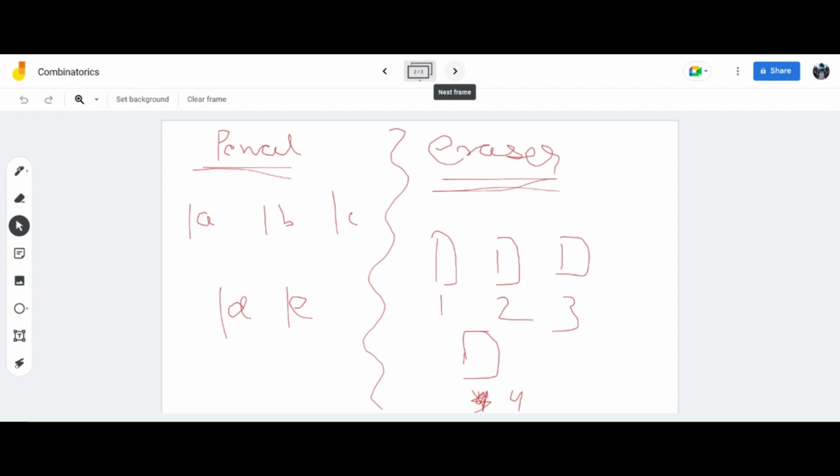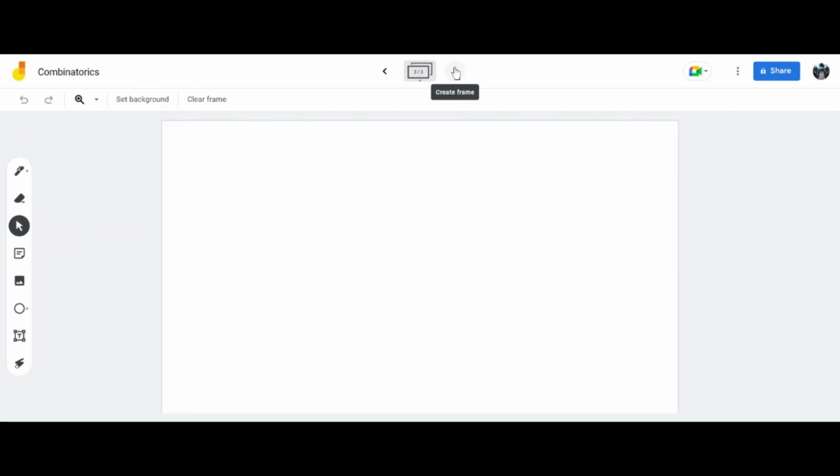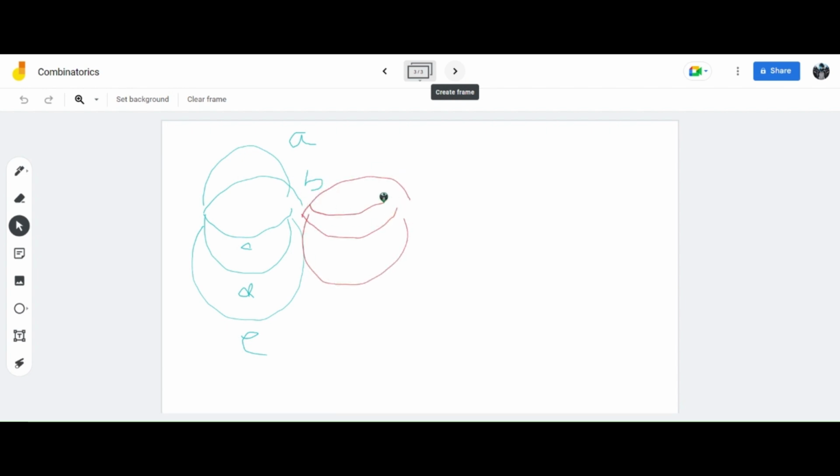So, let's make a diagram. To make a diagram, we'll first see all the options for picking a pencil. So, this option is for picking the A pencil, B pencil, C pencil, D pencil, and E pencil. And these four are for picking the first eraser, second eraser, third eraser, or fourth eraser. So, if we see, there will be 5 into 4 is equal to 20 ways to pick a pencil and then an eraser.